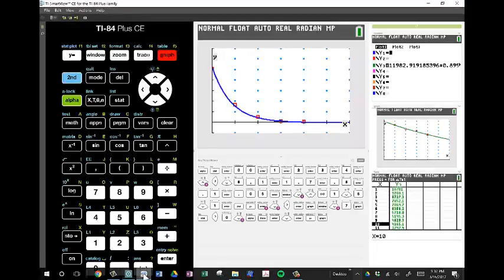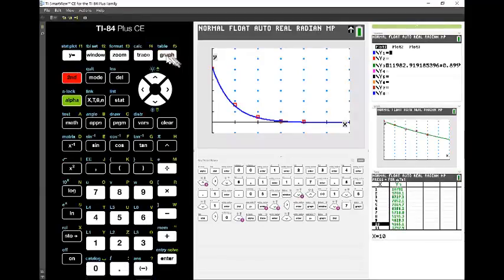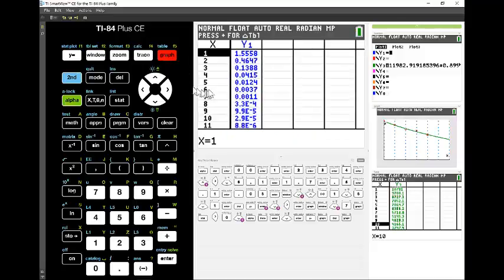Now, I've shown you one way to do this before by going to second table and then arrowing down to 6, and it looks like the y value is 0.0037. Because it's so small a decimal, I'm going to leave it at 0.0037, but I'd like to show you another way to go about doing this.